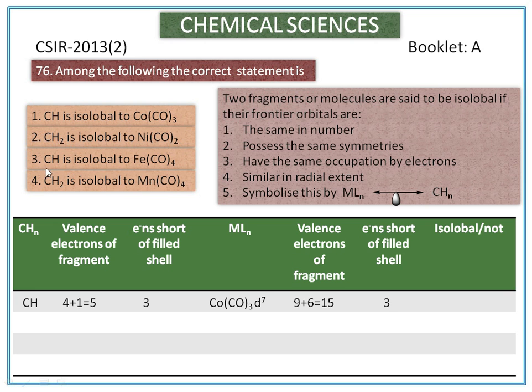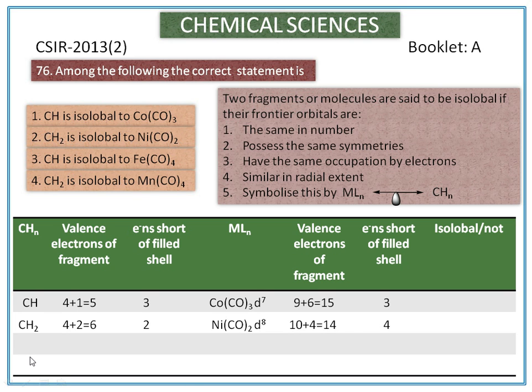Next we calculate for CH2 and dicarbonyl nickel. Here nickel is in the d8 configuration. The total number of valence electrons for CH2 is 6. It requires 2 electrons to get the octet configuration. For dicarbonyl nickel, the total number of valence electrons is 14. It requires 4 electrons to get the stable configuration.